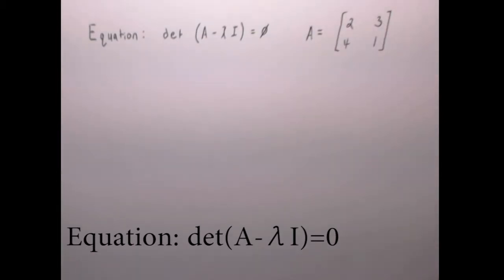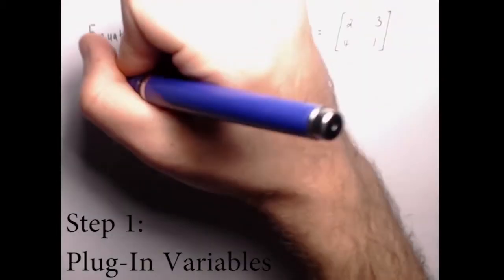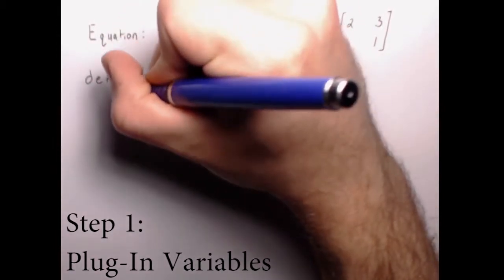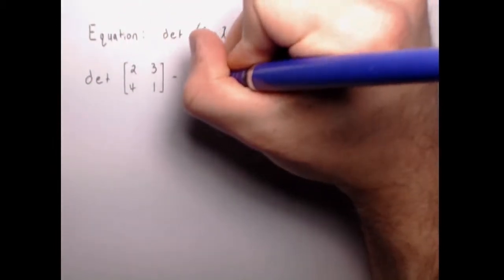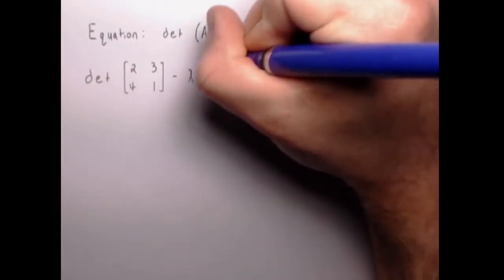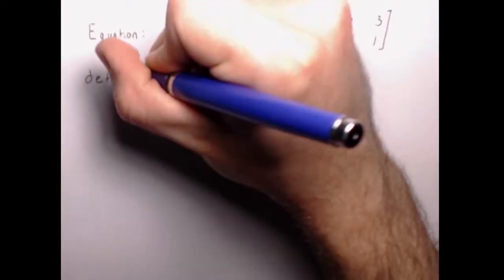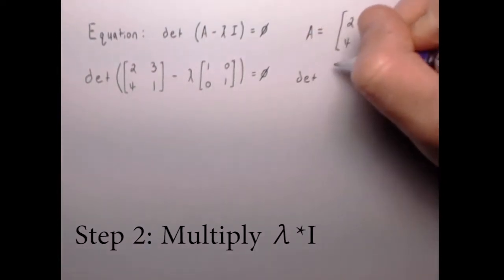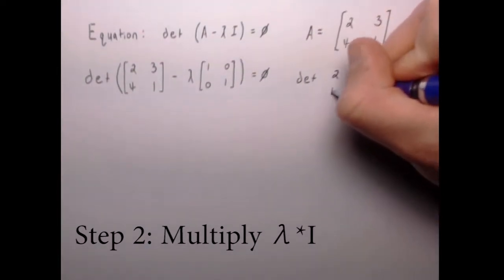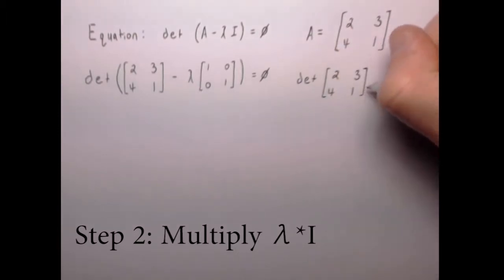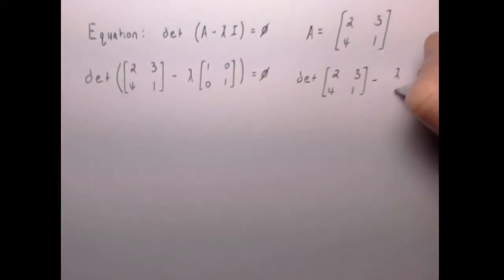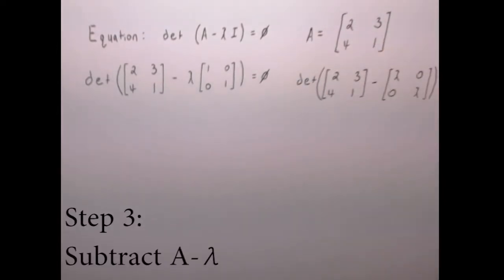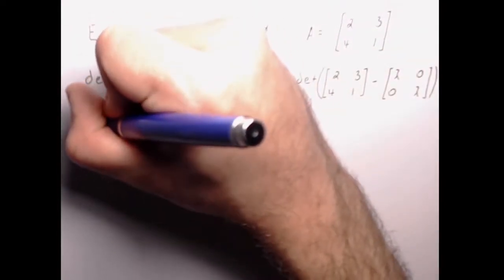We'll begin with a sample matrix 2, 3, 4, 1 and plug that into our equation, the determinant of A minus lambda times the identity equals 0. We'll now need to multiply lambda times our 2x2 identity. Now we'll need to subtract these two matrices.